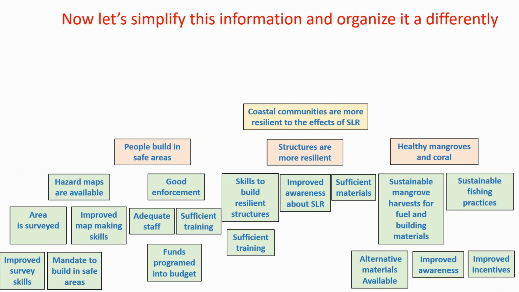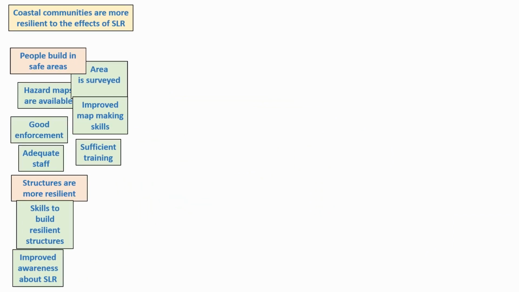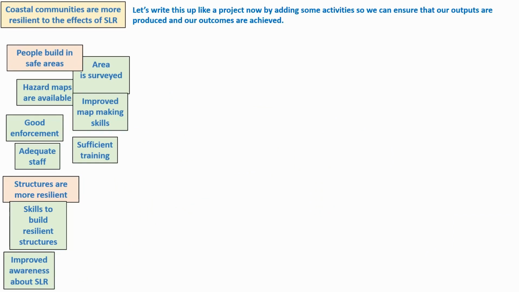So let's look at this in a different way. Let's simplify it and organize it differently. So now you'll see everything is going to move around. And so we're going to write this up now as if it were a logical framework. And what we've done, we have taken pieces from our objective tree, and we're going to rearrange these so that they are a logical framework.